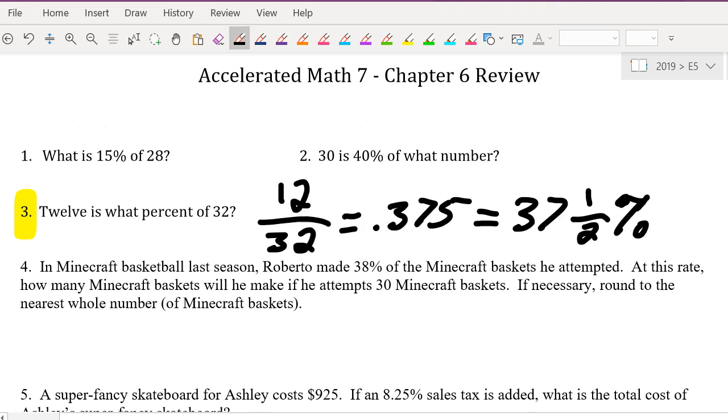Who thinks they know the other shortcut? Yes? Yes, like number 1. Very good. Right, and that is if you need to find what of what, a certain percentage of a number. So if you need to find a certain percentage of a number, which is exactly what number 1 is, then you just put it in your calculator, but you don't type 15, you type 0.15 times 28. And that is 4.2. That's what I got.